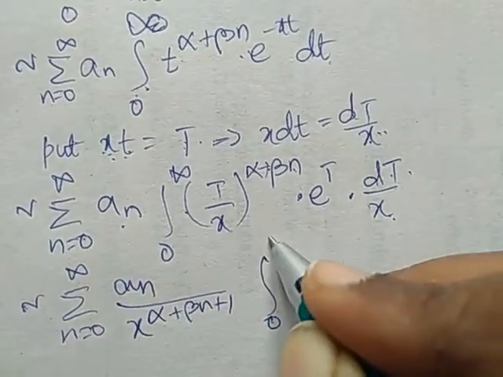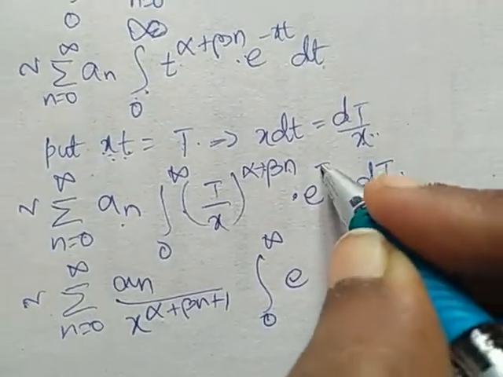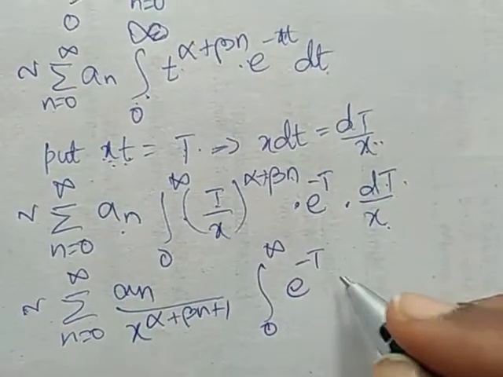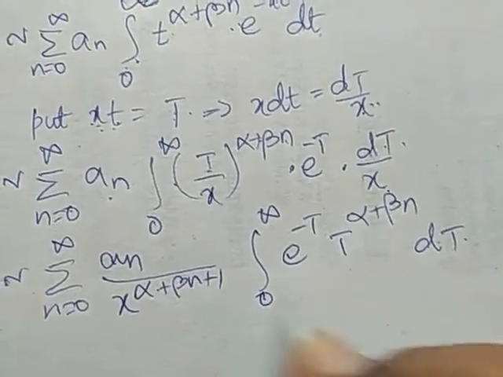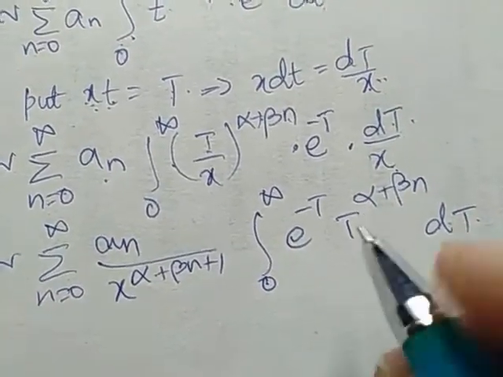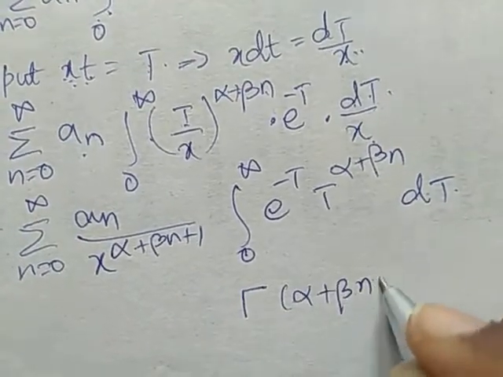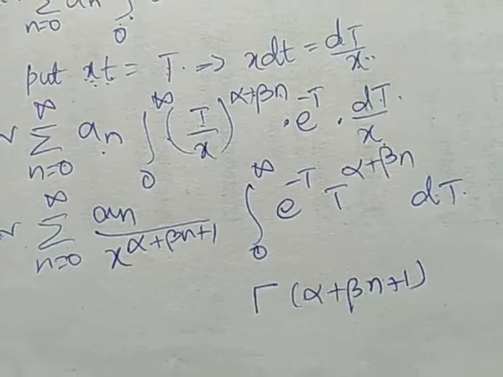Now integration is between 0 to infinity, e power minus T, T power alpha plus beta n dT. So now this is in standard form. We can write this as gamma of alpha plus beta n plus 1. So that's what we have to prove.